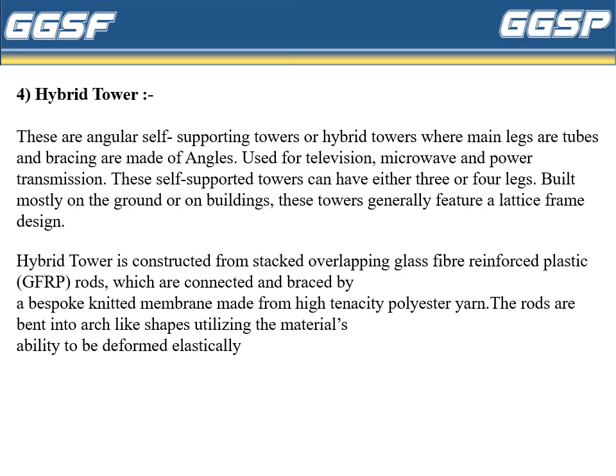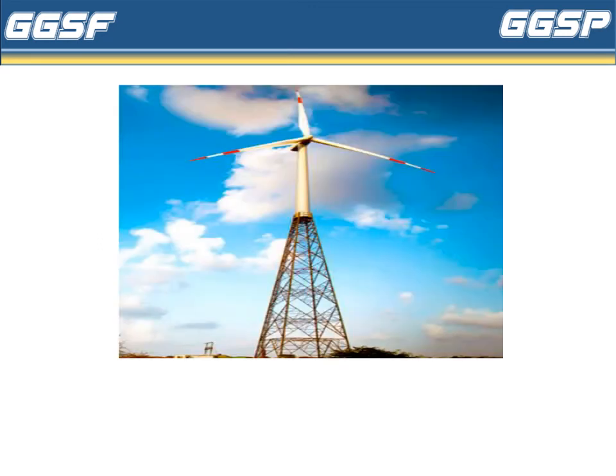A hybrid tower is constructed from stacked overlapping glass fiber reinforced plastic, GFRP, rods, which are connected and braced by a bespoke knitted membrane made up of high tenacity polyester yarn. The rods are able to be deformed elastically. These are some examples of hybrid towers.